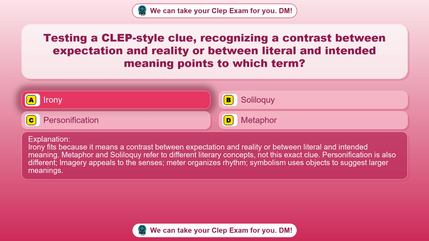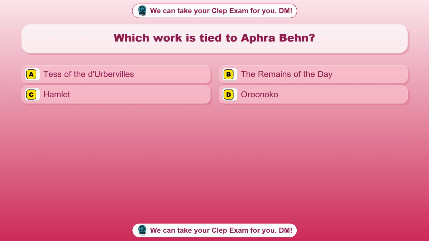Personification is also different. Imagery appeals to the senses, meter organizes rhythm, symbolism uses objects to suggest larger meanings. Question 83. Which work is tied to Aphra Behn?